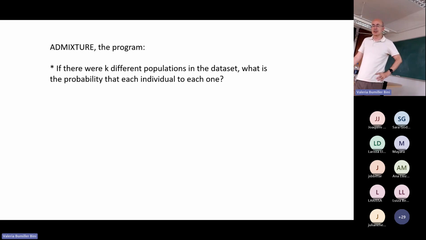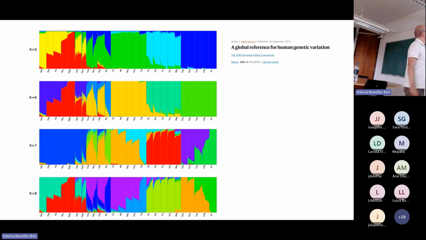It's sort of the successor to a different program that was used in the beginning called structure. Now for the last 10, 15 years, we've been using ADMIXTURE. Now, your question is relevant. Structure takes multi-allelic loci, ADMIXTURE doesn't. And these are the results.